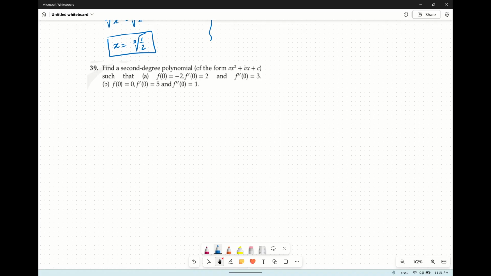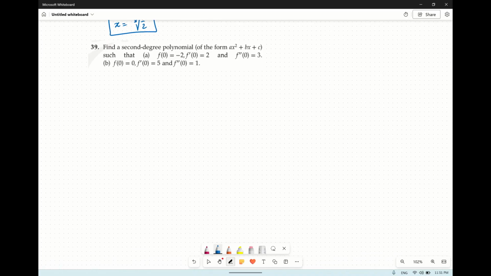Now question number 39, find a second degree polynomial in the form of ax squared plus bx plus c such that we have these conditions. So there's part A, there's part B. Okay, starting with part A, the conditions are f of 0 is -2, f prime of 0 is 2, f double prime of 0 is 3. And they are telling me that the equation has the general form of this: ax squared plus bx plus c.